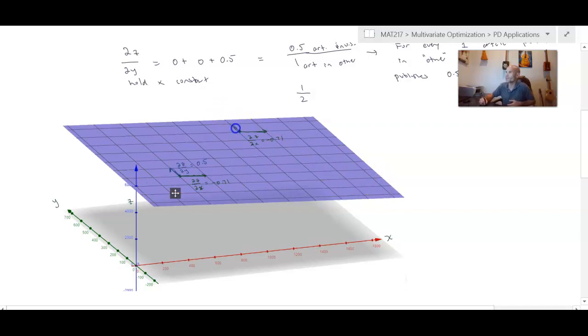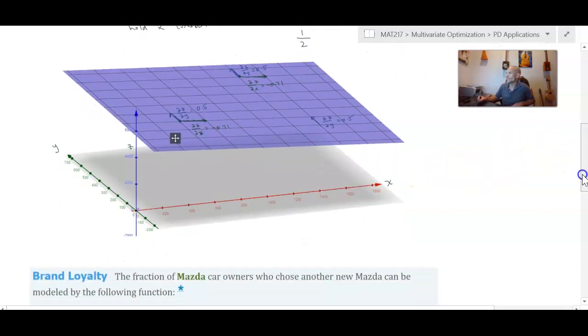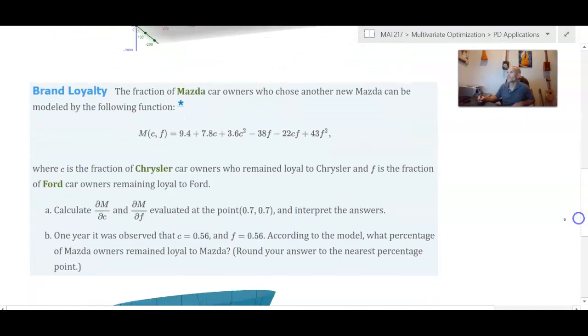And same thing up here. We could say that here dz/dy equals 0.5. Anywhere, in fact, dz/dy is 0.5. Now, it's not always the case that our function is linear as it was here. So in this next example, let's consider this.